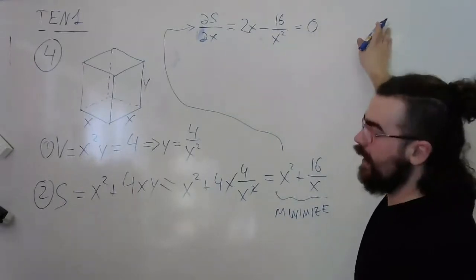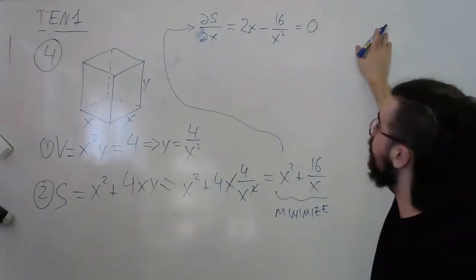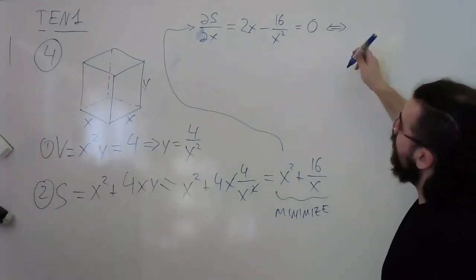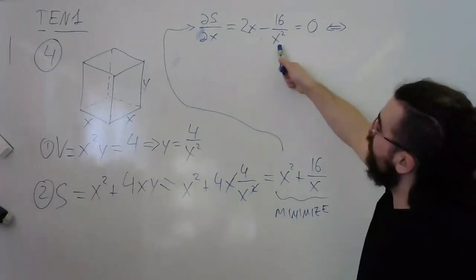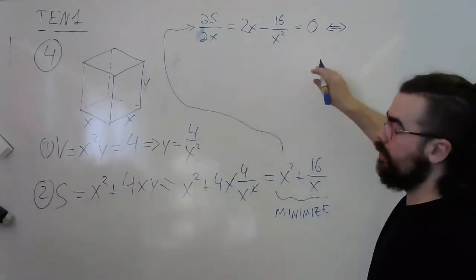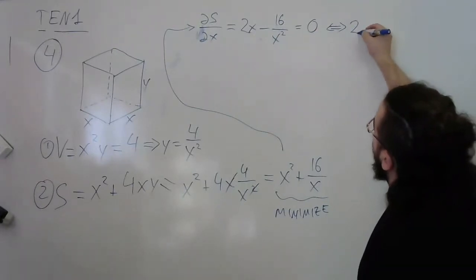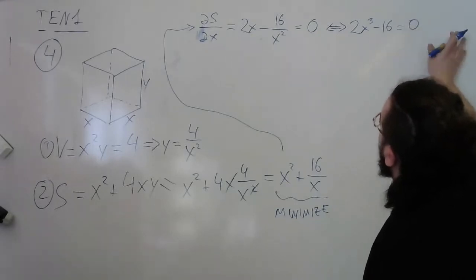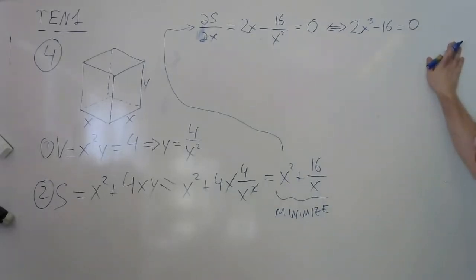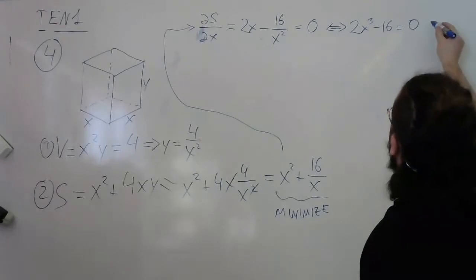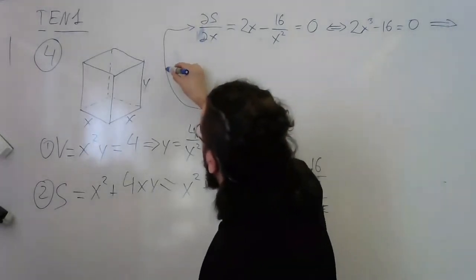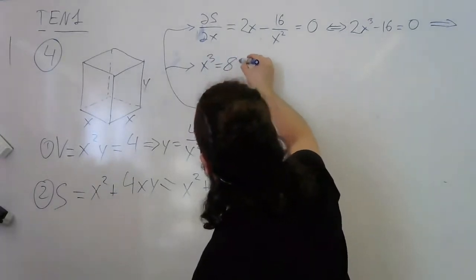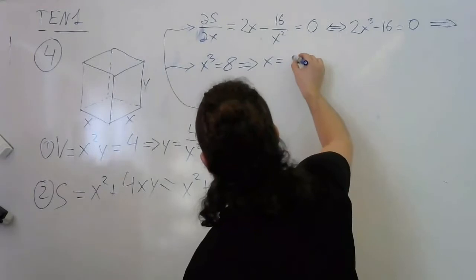And now we want to find a critical point, so we put the first derivative equal to 0. This is equivalent to... we're going to multiply everything by x squared, to get 2x cubed minus 16 equals 0. Now we can divide by 2, and we have x cubed equal 8, which means x equals 2.